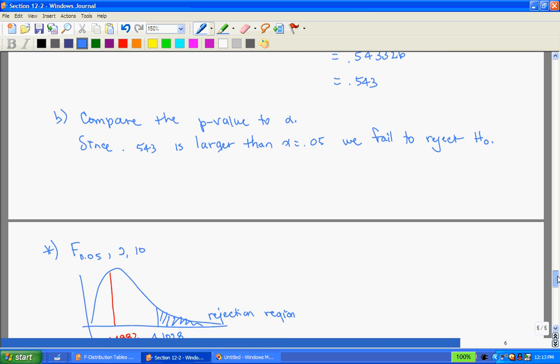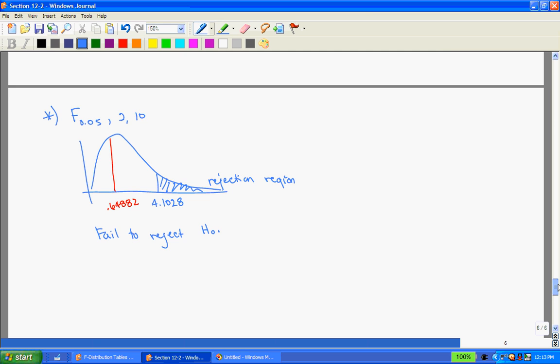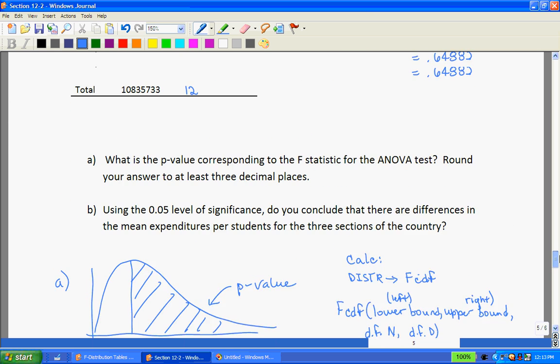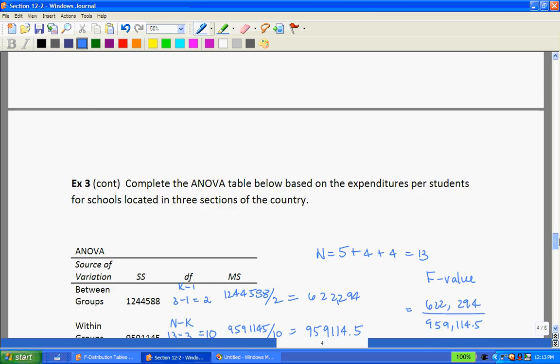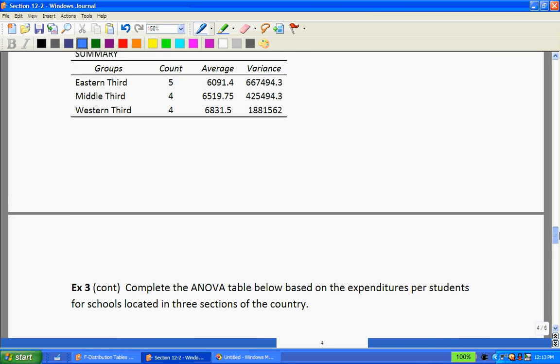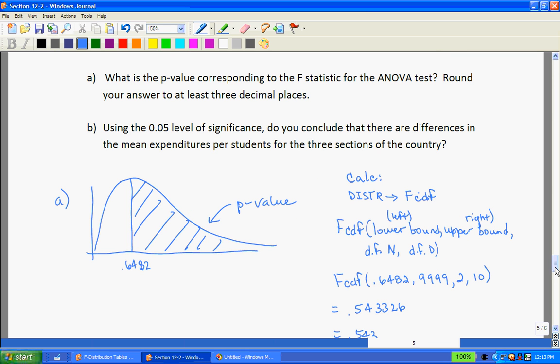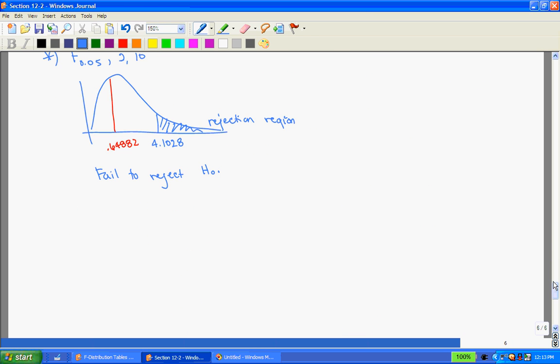Okay, so no matter how we did it, we failed to reject H naught. What does that mean in the context of the problem? That means all of our means are the same, but specifically, that means the expenditure per student is roughly the same. So for part B, where it says, do you conclude that there are differences in the mean expenditures per student for the 3 sections of the country, your answer would be no. So since we failed to reject H naught, the mean, well, I should say it this way.